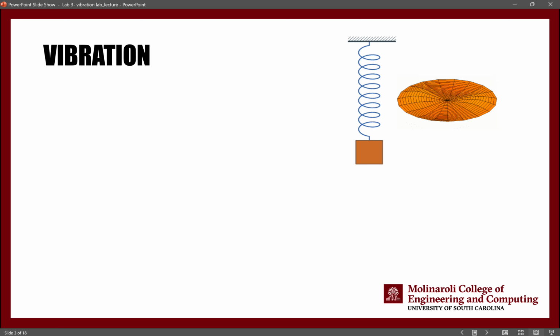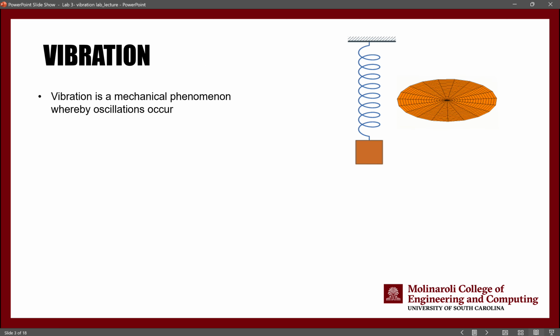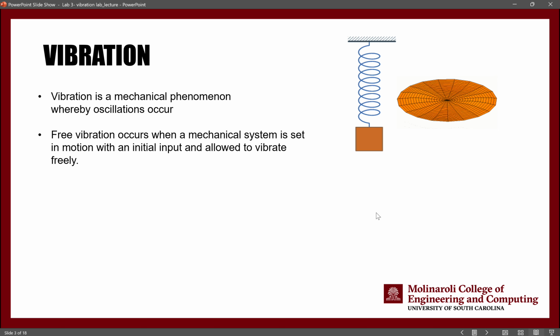Okay, vibration. Vibration is essentially just a mechanical phenomenon in which oscillation occurs. So in a system like this, when you leave it, this mass is going to force a spring to vibrate back and forth. We have different types of vibrations.